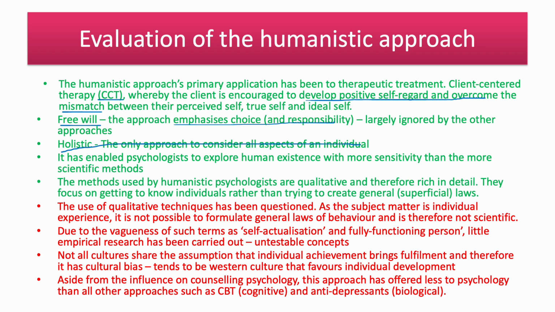So if you think about Maslow's hierarchy of needs and those 5 different categories, considering all elements of a person and what it is that's stopping them from self-actualizing. They are much more sensitive than other approaches. They place less burden on an individual because they explore all of the different things that could be causing their behaviour. And then they're qualitative and rich in detail. So they don't try to create superficial laws that apply to everyone, they just care about the individual.